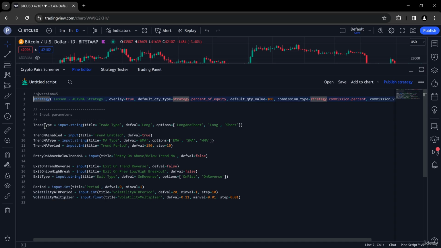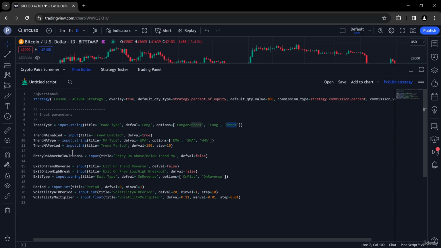First of all, trade type. In this strategy, it can trade only long positions when the value is set to long, only short positions when set to short, and it can trade both long and short positions. This parameter we need if we only want to trade long or short, or both long and short trades.